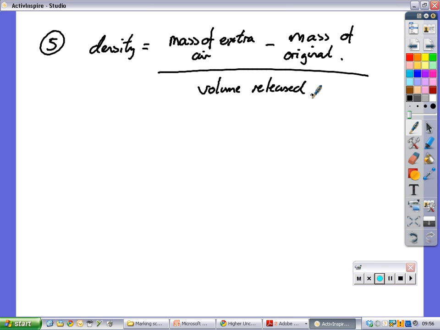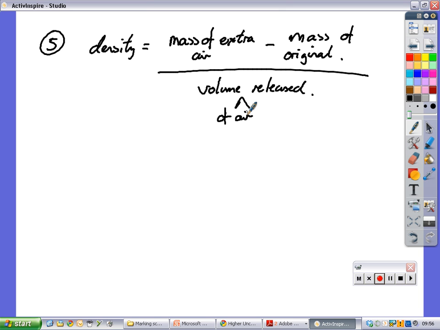Okay, so that should be how you would measure your density of air. Any questions about that? Volume released: the volume of air released from the container. You can put something like that, as long as you know what I mean. Any questions? How do you get the water? You have to fill the submerged cylinder up with water and then tip it into the container with the water in it, and the water stays in it.